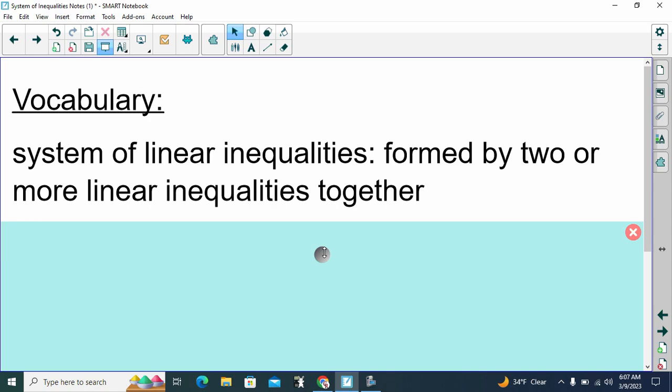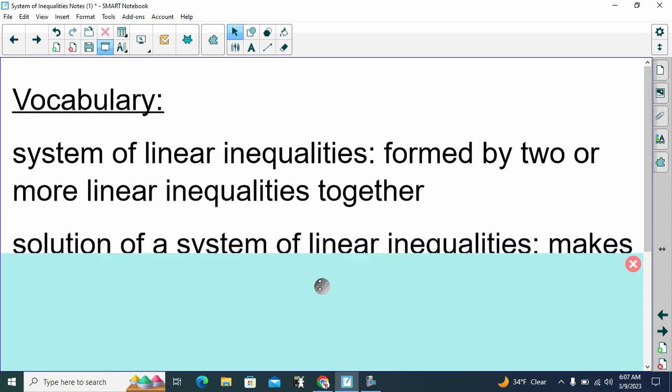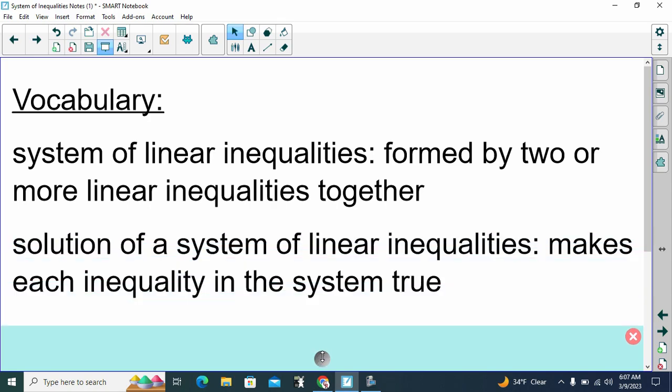And then the solution to the system, remember, solution to a system of equations is the point that made both equations true. This is the points, and there's usually going to be more than one, that makes both inequalities true. So the solution of a system of linear inequalities makes each inequality in the system true.